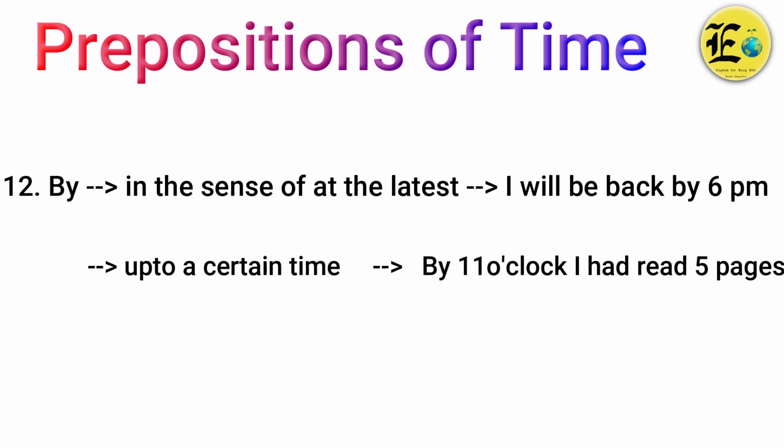And the next example is to mark about a certain time, which is by 11 o'clock. I had read 5 pages. So by a certain time, you use by to denote a certain time. So by this certain time, you have finished a particular act. So that also denotes the time.